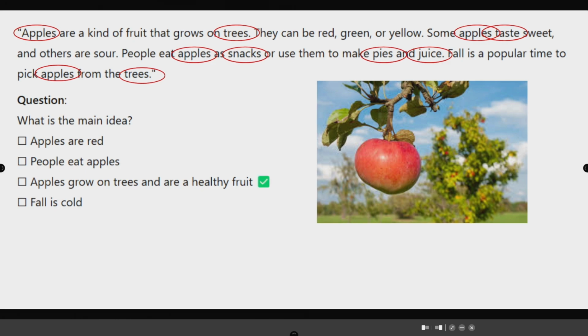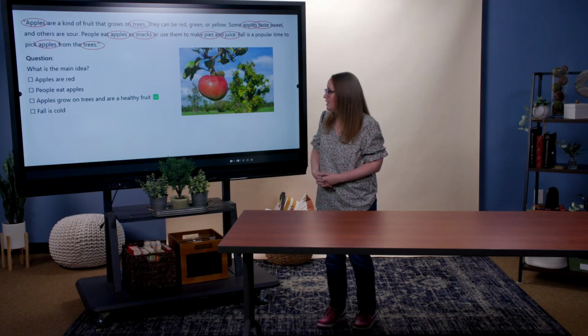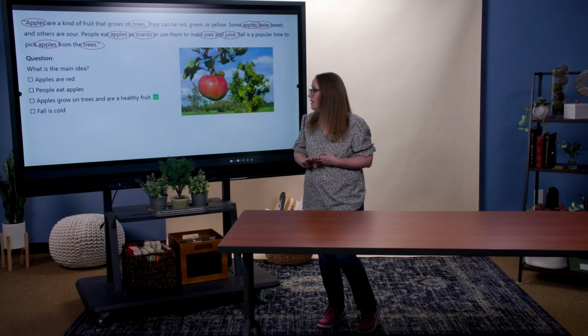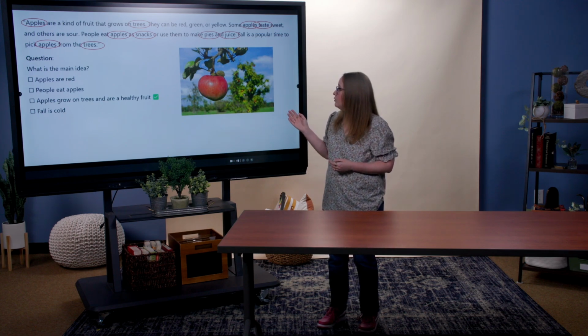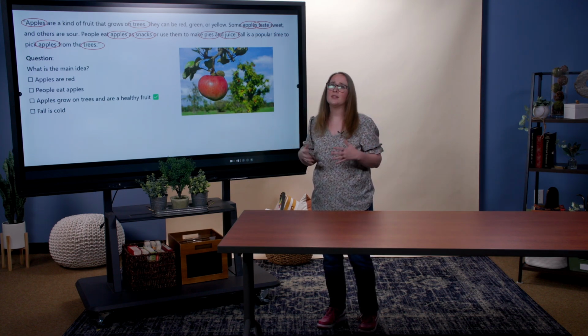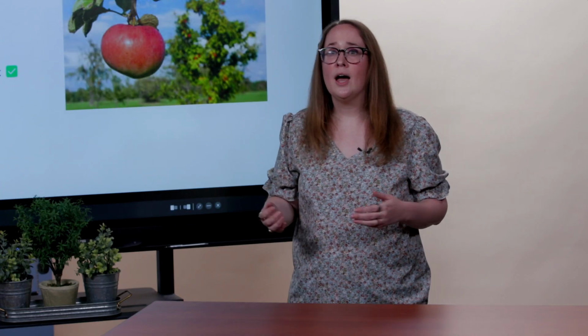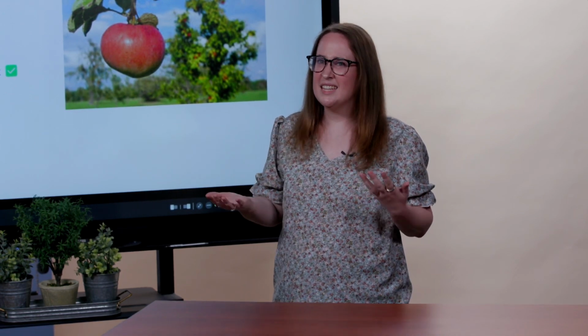Our main idea is apples grow on trees and are a healthy fruit. The words apples and trees repeated themselves a lot, and with the healthy fruit, we saw lots of ideas of things you can make with the healthy fruit. Let's try another text and identify the main idea, what the text is mostly about, by looking at the details.